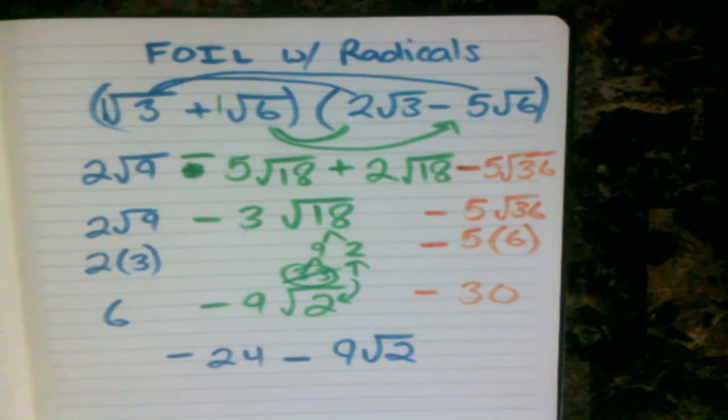Again, all of these smaller techniques, if you don't remember how to do them, that's a whole different lesson, and you should definitely spend some time working on that. So for foiling with radicals, you do have to remember how to A, simplify radicals, B, multiply radicals, and C, add and subtract radicals. Okay, so all those things are important.